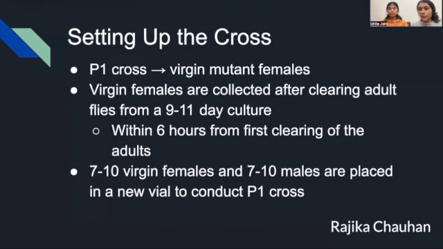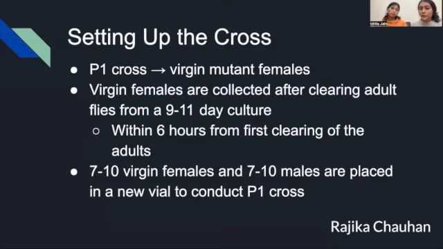So in order to set up the cross, we used virgin mutant females. And it was important that we use virgins because Drosophila females carry sperm from any previous mating with them throughout their entire lives. So if these females had already crossed with other mutant males, this would mess up the results of our cross being conducted with the wild type males, and we wouldn't be able to clearly predict whether the allele was X-linked or autosomal.